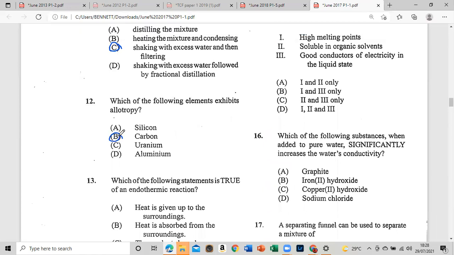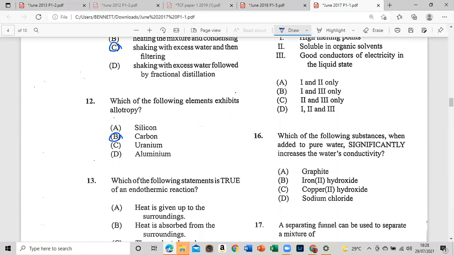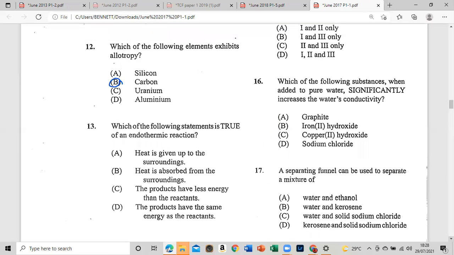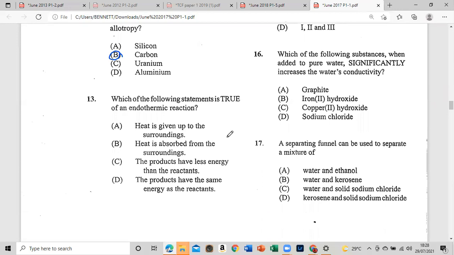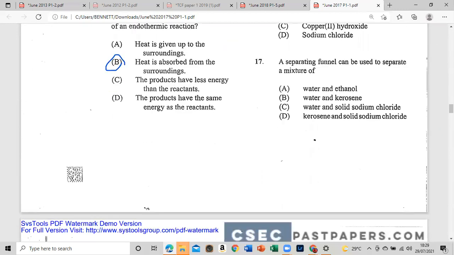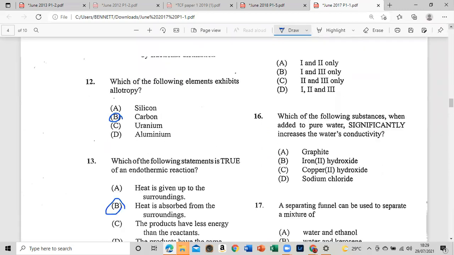Number 13, which of the following statements is true of an endothermic reaction? So it's an endothermic. This one is new also. It's not exo, it's endo. So what is the difference between the exo and the endo? Heat is given to the surroundings. Heat is absorbed from the surroundings. So number 13 is E. So with endothermic, heat is absorbed from the surroundings. Please remember that in the exam, guys. Please watch back the tape, just in case you need to cement it in your brain.